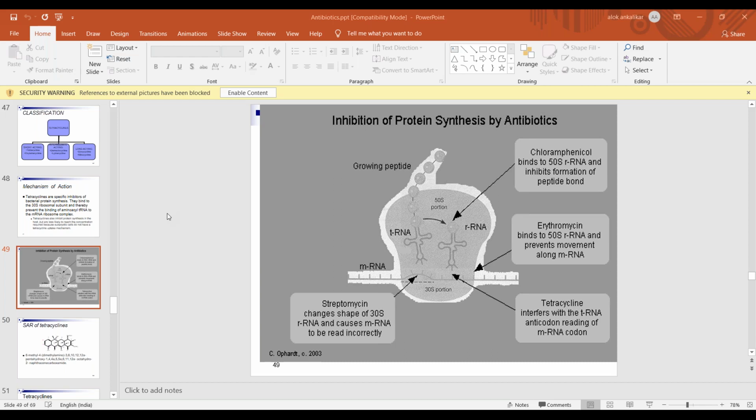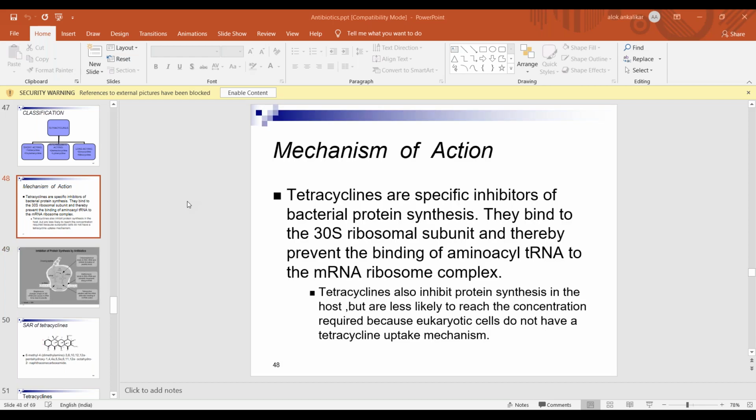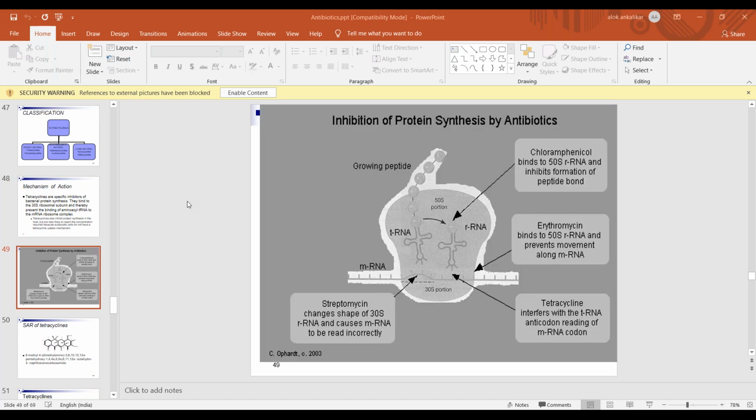We saw in the aminoglycoside antibiotics also that they are 30S ribosomal subunit inhibitors. They bind to this 30S ribosomal subunit. Similarly, tetracyclines also are specific binders or inhibitors of protein synthesis. And how do they do it? They do it by binding to the 30S ribosomal subunit. So both aminoglycosides as well as tetracyclines have the same type of mechanism of action.